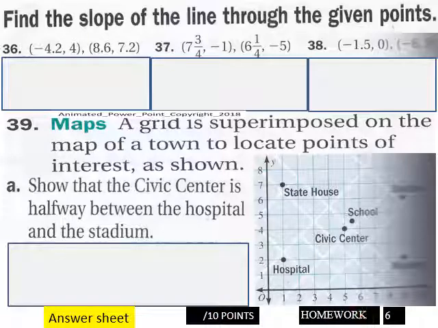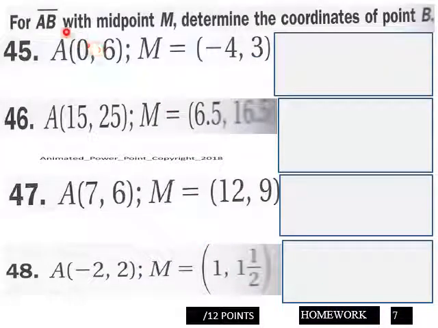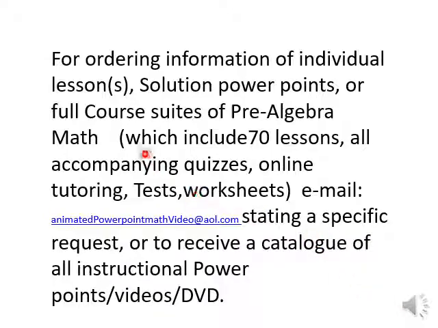10 points, page 6, and then page 7, line segment AB with midpoint M. M equals these coordinates. Determine the coordinates of point B and do all these here. You've got 12 points here on page 7. And that is 9.5 part 1 homework, pre-algebra math.